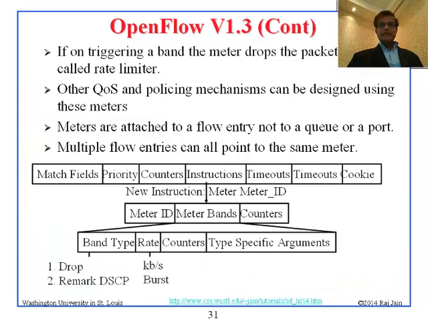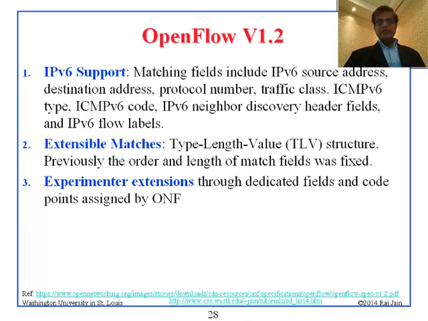So if this is the type, sorry, 1.2. If this is the type, and this is the length, and this is the value, then do that. So now you have more general fields matching. And that also allows experimental extension. So any vendor, Cisco, Juniper, etc., can put their own fields and say, if this is the field, this is the value, then do this.